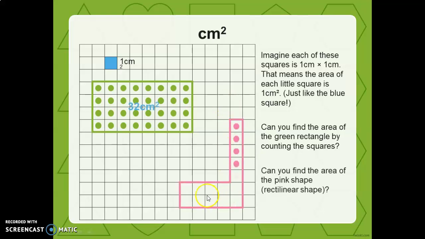What about this shape? Can you find the area of the pink shape, which is a rectilinear shape? I think we can. Isn't it just the same thing? 1, 2, 3, 4, 5, 6, 7, 8, 9, 10, 11, 12, 13, 14, 15. So the area should be 15 centimeters squared. Got it?